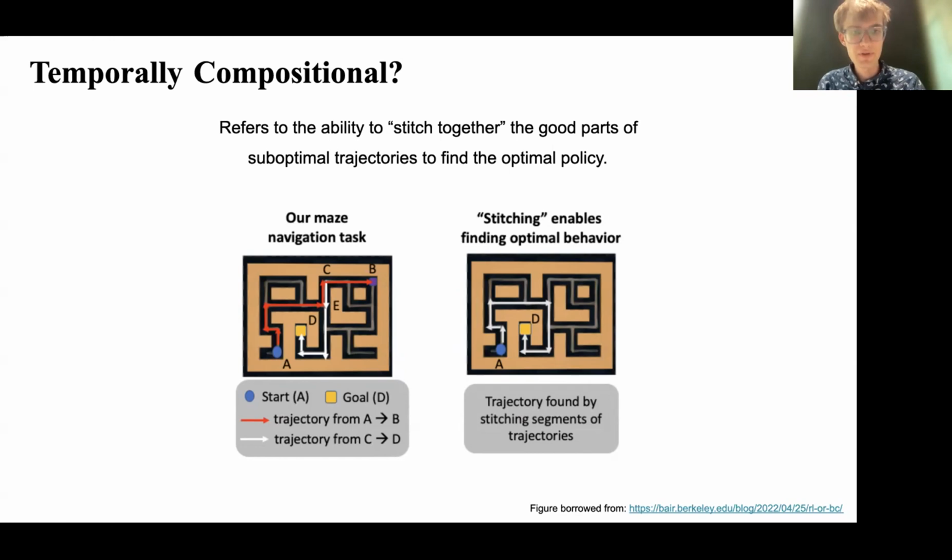If you had a supervised learning model, it might actually sometimes go from A to D, but most of the time it's probably going to go from A to B. So it's not really able to do this.